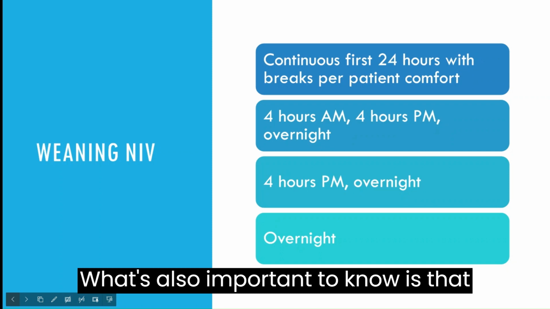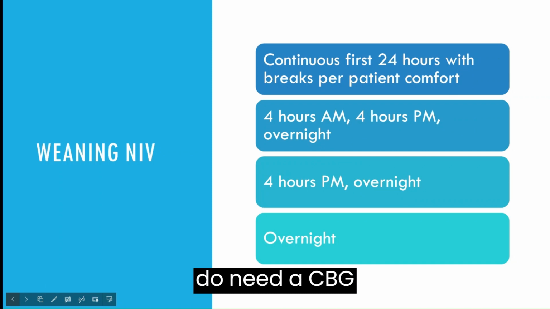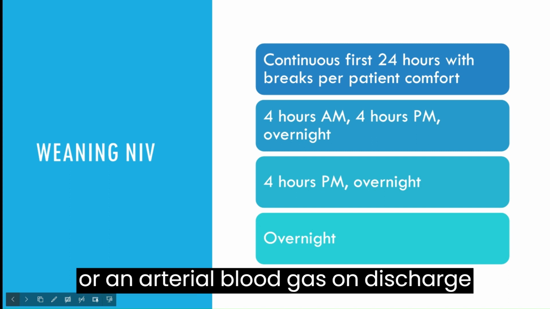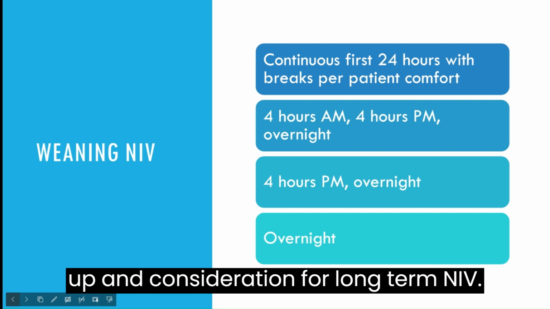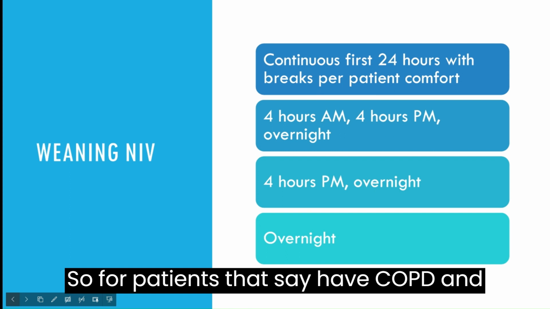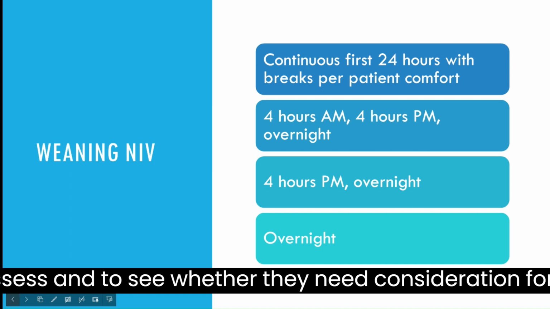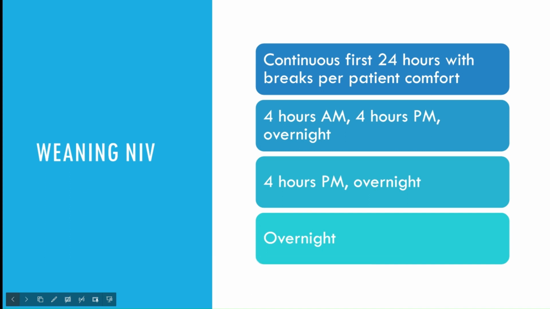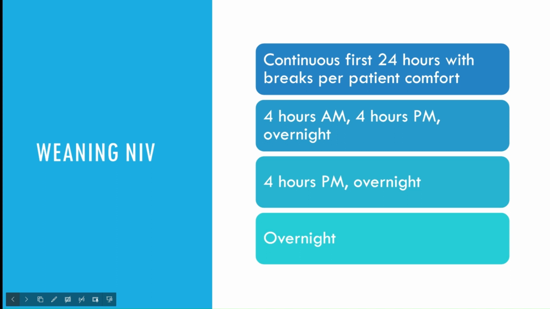What's also important to know is that once you've weaned someone off NIV, they do need a CBG or an arterial blood gas on discharge to see whether they actually need follow-up and consideration for long-term NIV. So for patients that, say, have COPD and they still have a raised CO2 at discharge, they would be people that the Northwest Ventilation Unit would see as an outpatient, usually 6 weeks later, to reassess and to see whether they need consideration for long-term NIV.